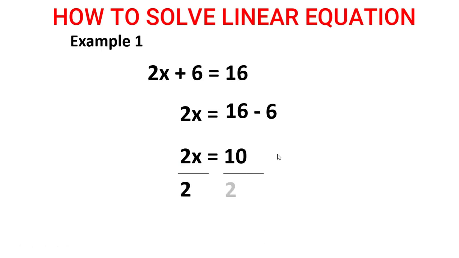Okay, and then 2 will cut to, leaving the variable equals to 5.